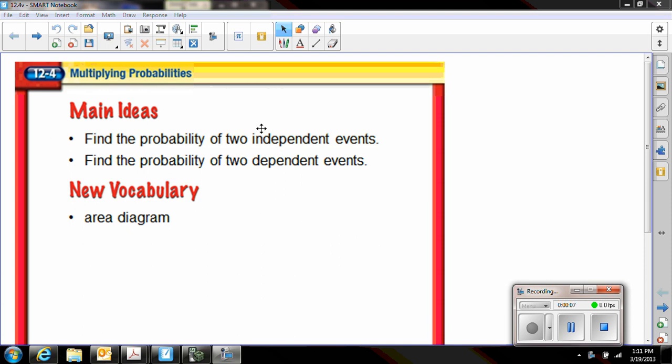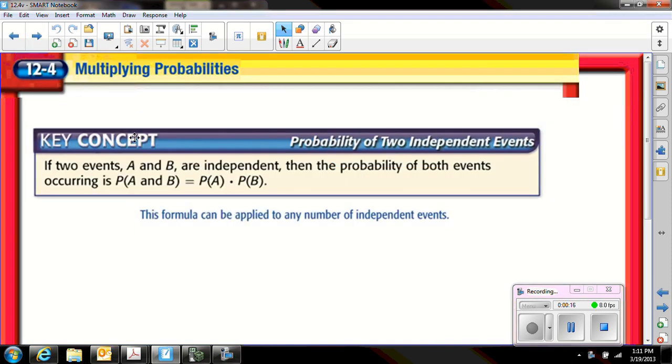Main ideas for today's lesson will be finding the probability of two independent events and finding the probability of two dependent events. So let's start off with the probability of two independent events.